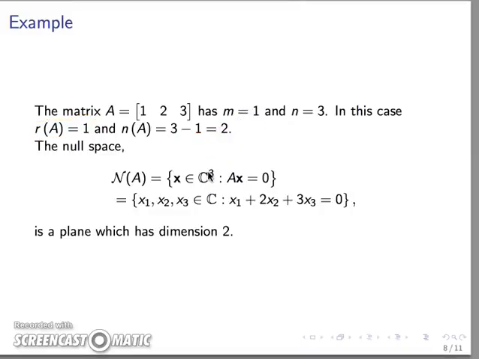It's also quite straightforward to see that the null space of this matrix is the set of vectors in C3 for which this equation is satisfied. The number of solutions of this homogeneous system, and the null space has dimension 2.